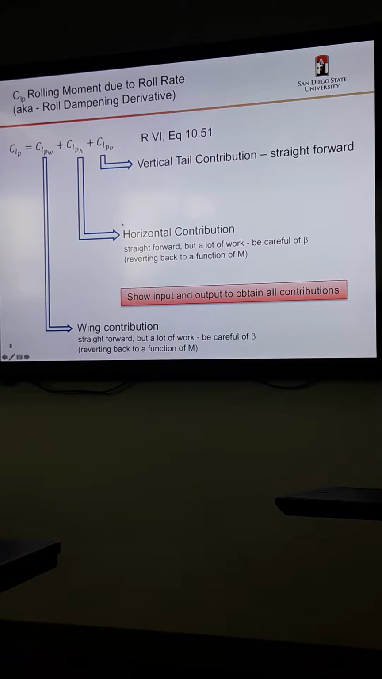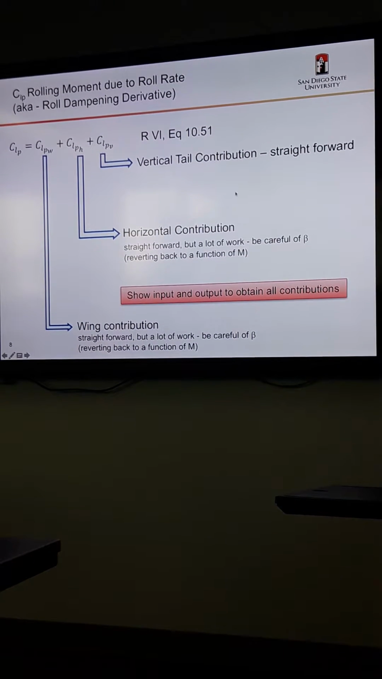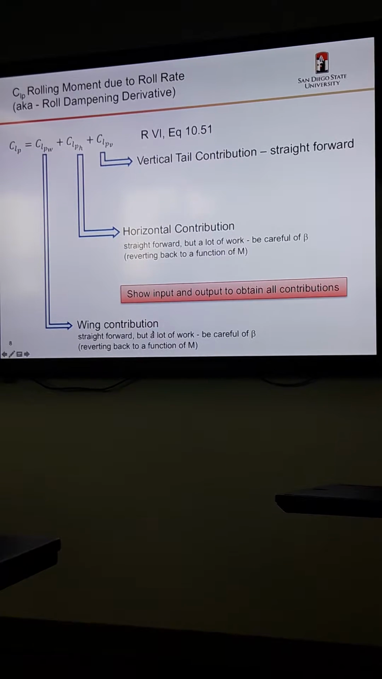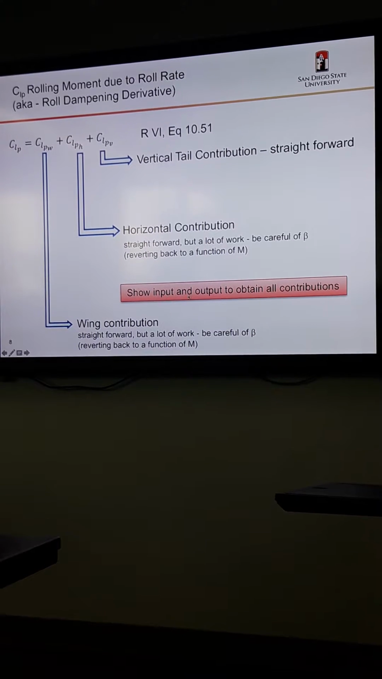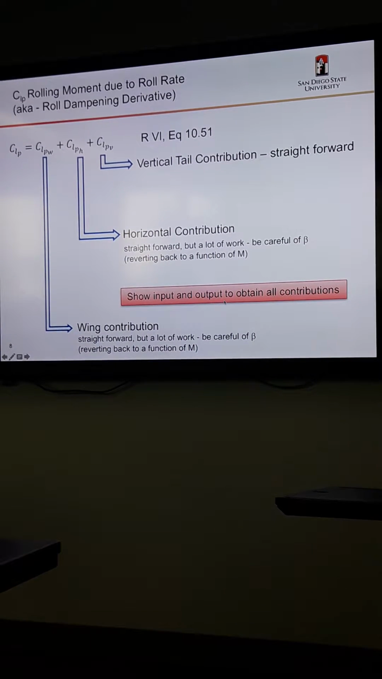Rolling moment due to roll rate. Let's see. Yeah, wing contribution, your horizontal tail contribution, your vertical tail contribution. Pretty much straightforward, but in this one you want to show input and output of all contributions for these.